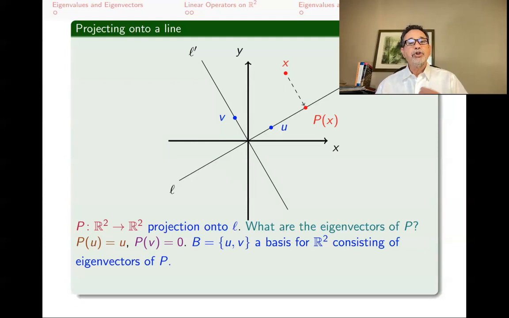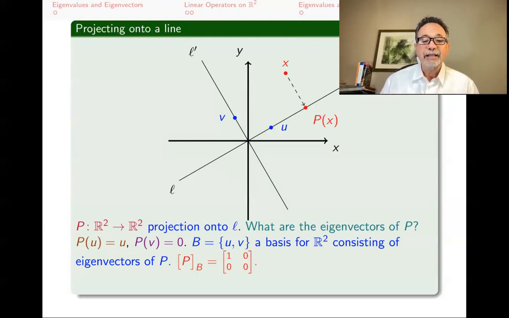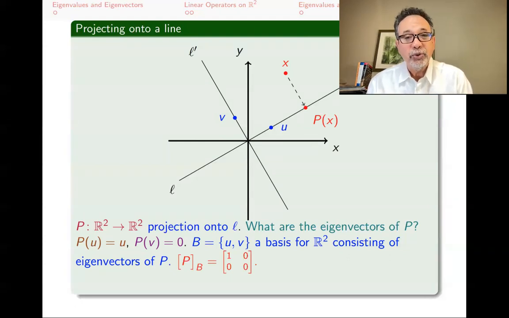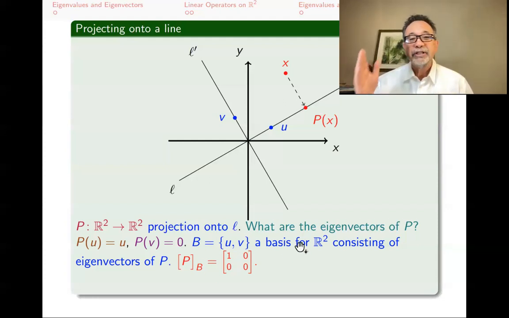Now, if you take u and v and make a basis out of them, they're two vectors, they're linearly independent, and they form a basis for R2. And this is a basis for R2 consisting of eigenvectors of this linear operator P. If you do that, and then find the matrix of P with respect to B and B, with respect to this basis, what will it be? It'll actually be this very nice matrix where the first column is 1, 0, and the second column is 0, 0.